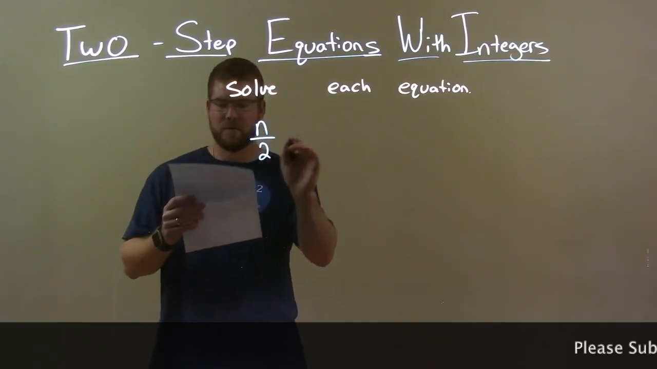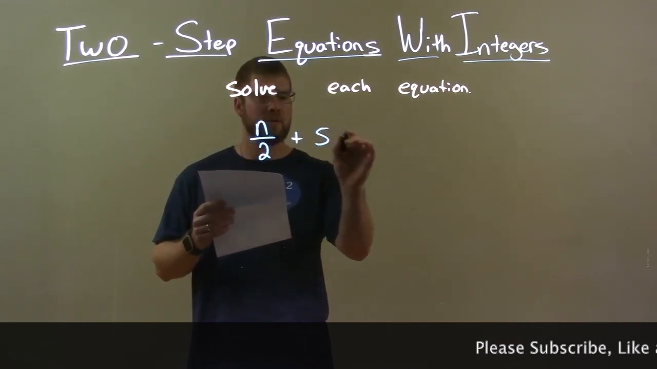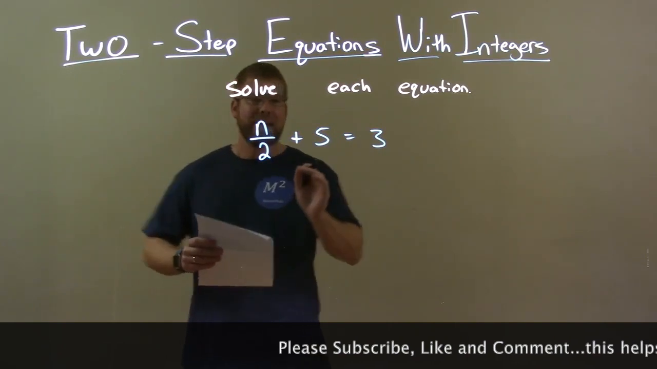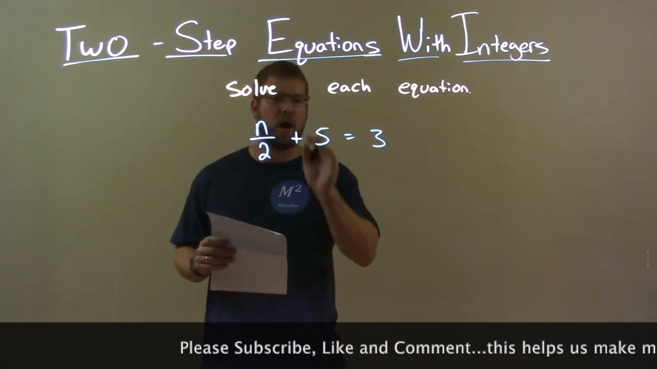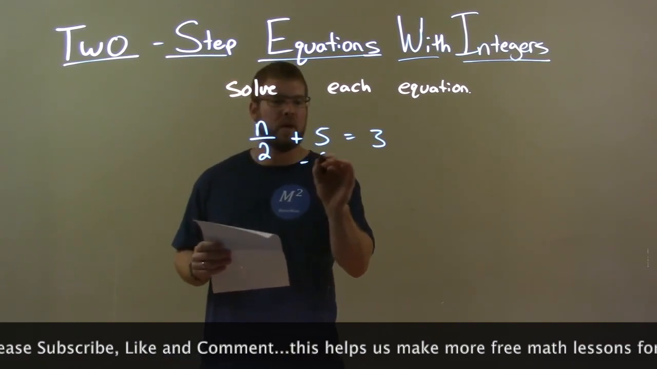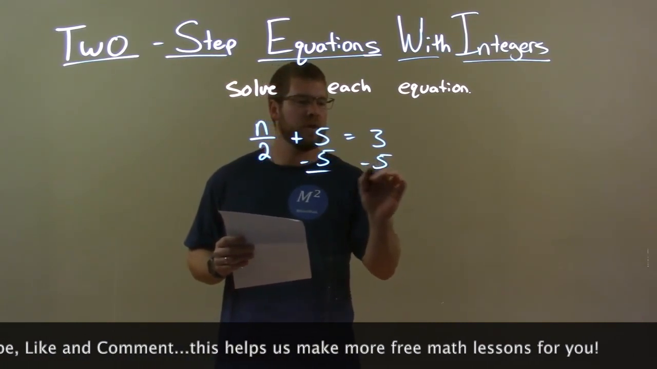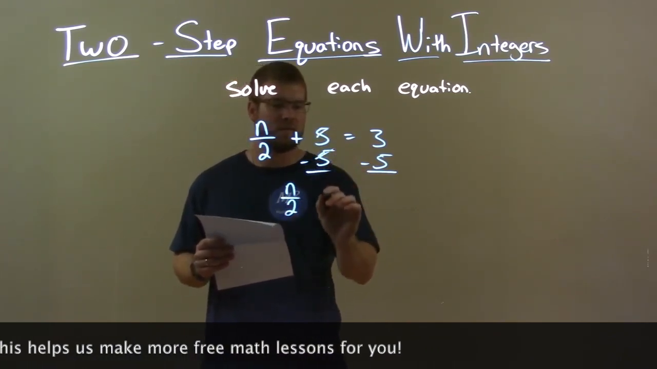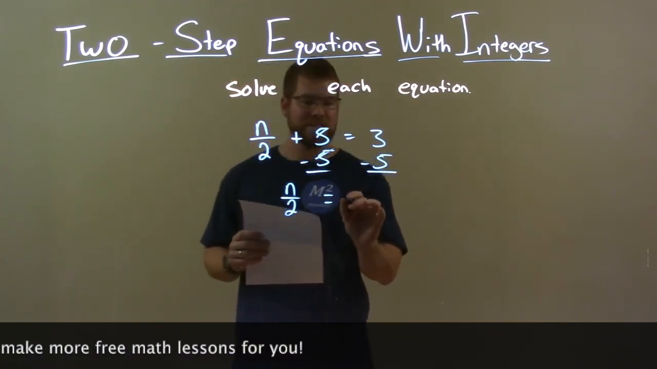n over 2 plus 5 is equal to 3. Well, I want to get n by itself here, so I first need to bring the 5 over to the right. Opposite of addition, subtraction. I subtract a 5 to both sides. This leaves me with n over 2 by itself, because the 5 cancels on the left, and 3 minus 5 is a negative 2.